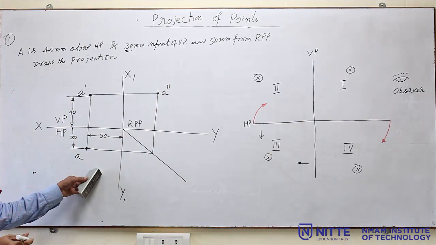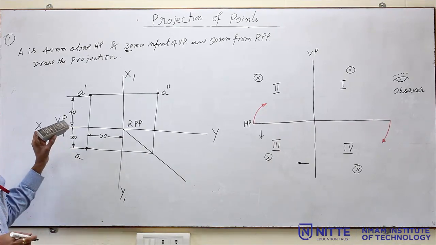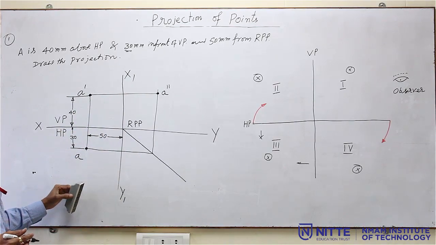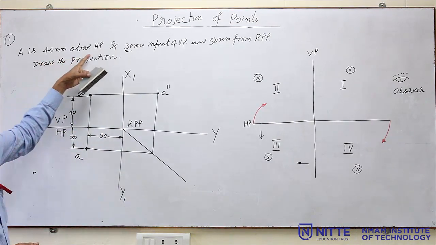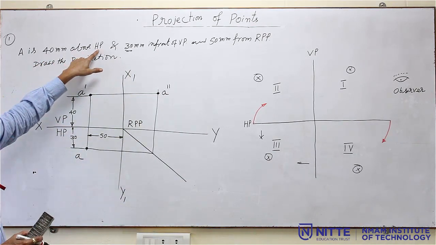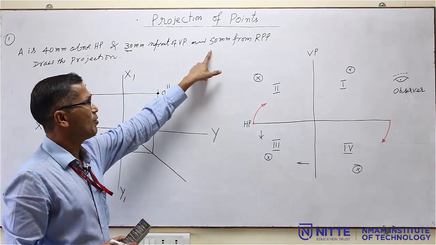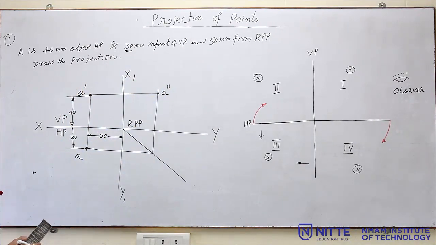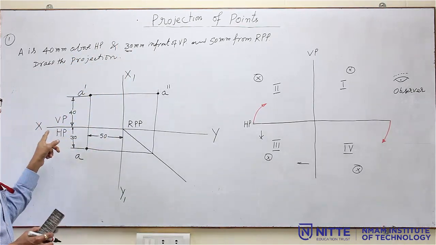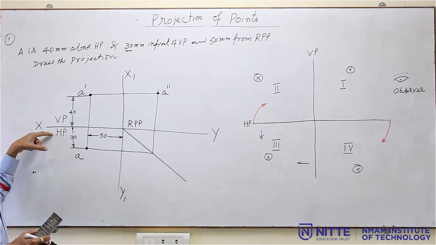So, this is the solution what you have to draw on the drawing sheet or grid sheet, or in the computer also we are going to draw it using the SolidEdge software. So, this is the solution for this particular problem. A point which is 40 mm above HP, 30 mm in front of VP and 50 mm from right profile plane. Above HP and in front of VP means first quadrant. So, that is why I have prepared this first quadrant VP and HP.